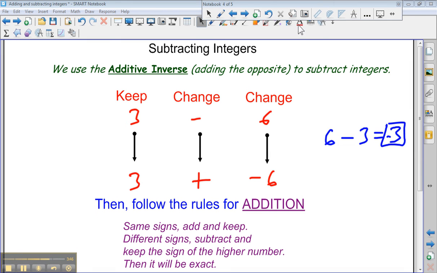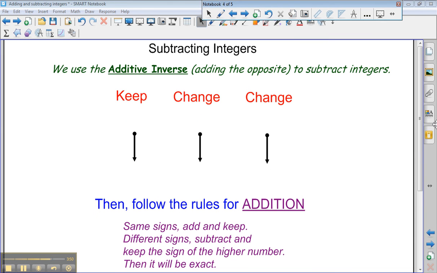Let's try a couple of more. So far we've been doing different signs. What if we have the same signs? What if we have negative 3 minus negative 6? Again, we're going to add the opposite. We leave the first one the same, keep it. Subtraction becomes addition. And negative 6, the opposite of negative 6 is positive 6.